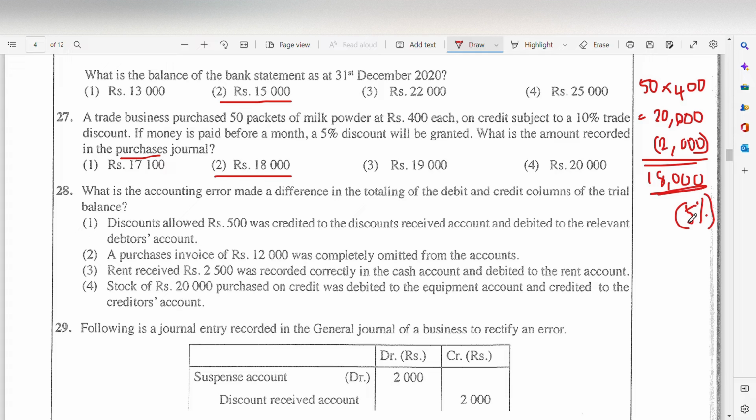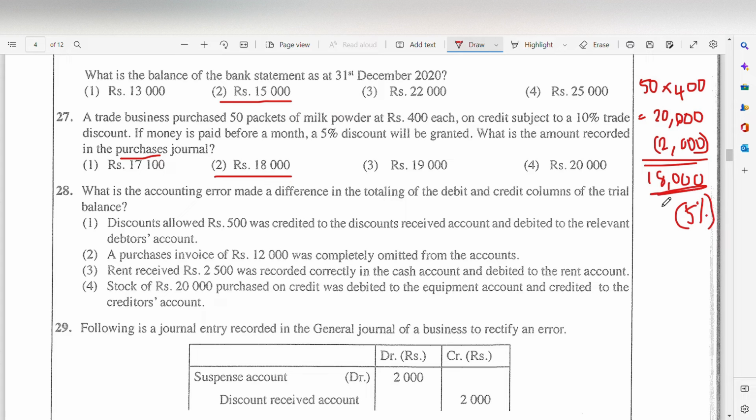Question 28. What is the accounting error made a difference in the totaling of debit and credit columns of a trial balance? Now in these 4 answers given, you need to find the answer which will create a difference when you total the debit and credit columns of a trial balance. Okay. So now to do this question, for each answer, let's write the double entry for that particular description. Let's see the mistake that they have done and do the mistake as it is and see whether the double entry is balancing or not.